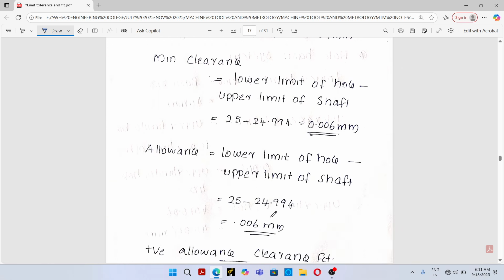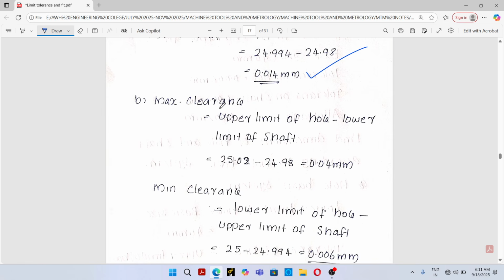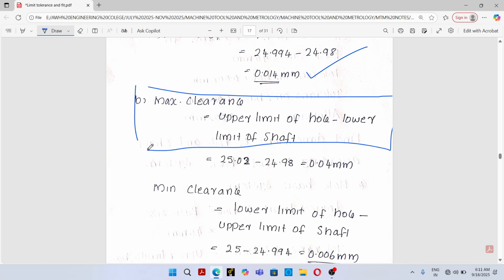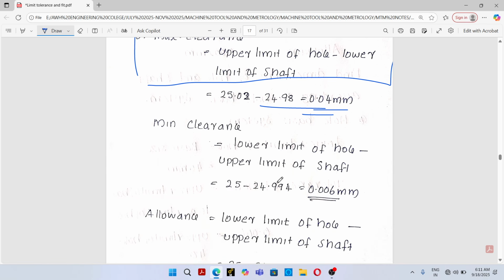Then maximum and minimum clearance. So maximum clearance is equal to upper limit of hole minus lower limit of shaft. That's the definition of maximum clearance. So 25.02 minus 24.98, that is 0.04 mm is the maximum clearance. Then minimum clearance is defined as lower limit of hole minus upper limit of shaft. So 25 minus 24.994, that is 0.006 mm. That is the minimum clearance.